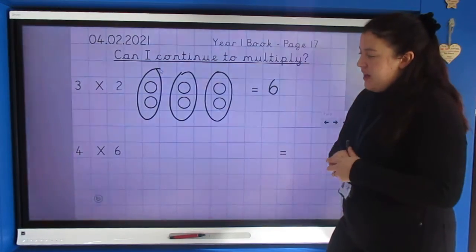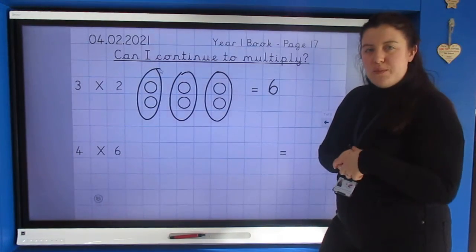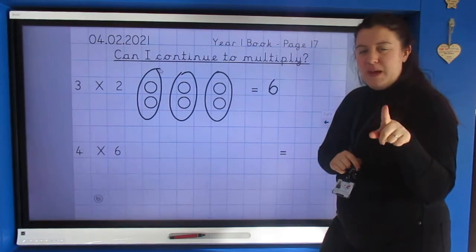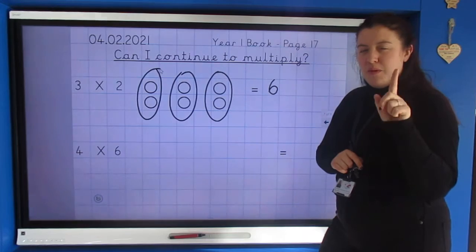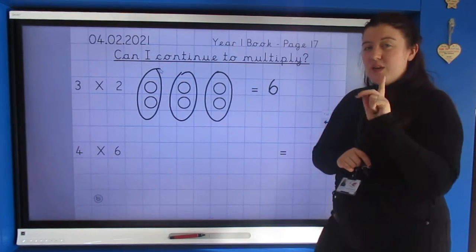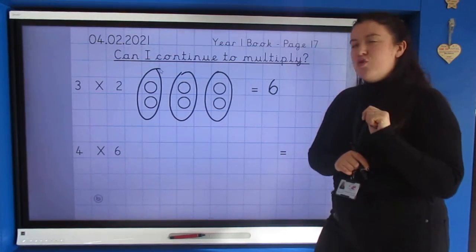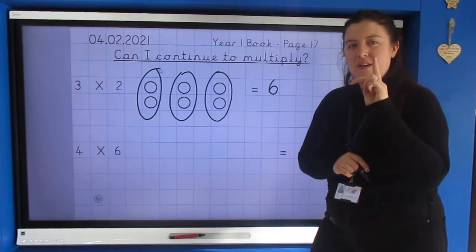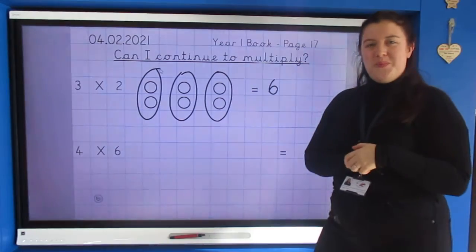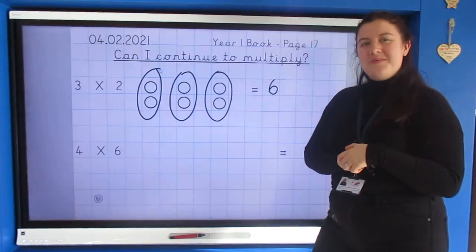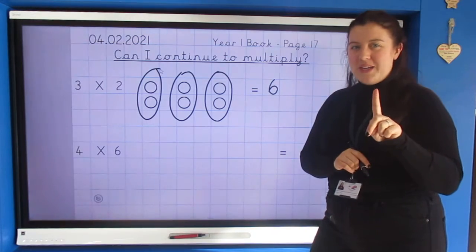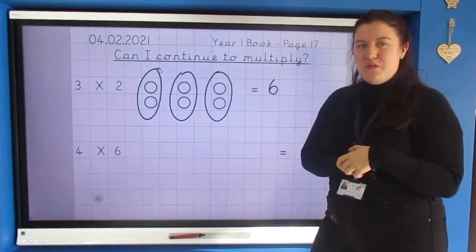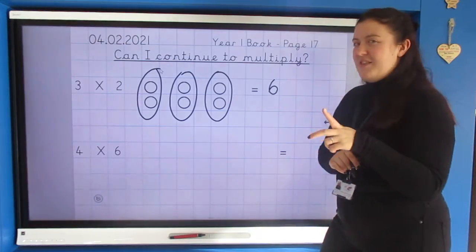Now at the bottom here, we haven't got any objects. I'm going to draw them today. 4 lots of 6. Get your whiteboard pen for me. Get your whiteboard at home. Before you watch the video, I'd like you to pause it and I'd like you to have a go. Draw me a picture that shows 4 lots of 6. Ready? Go. Okay, by now you should have pressed play. If you didn't do it, pause it now and go back. Have a go at drawing 4 lots of 6. Let's see if you got it right.